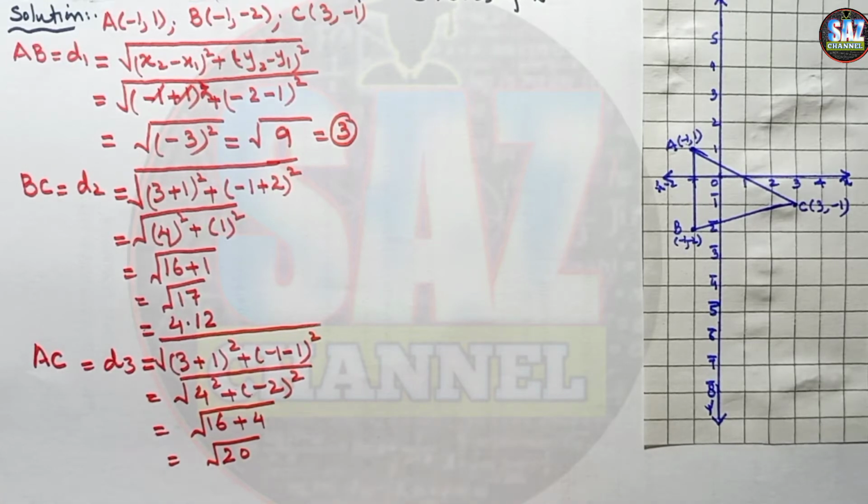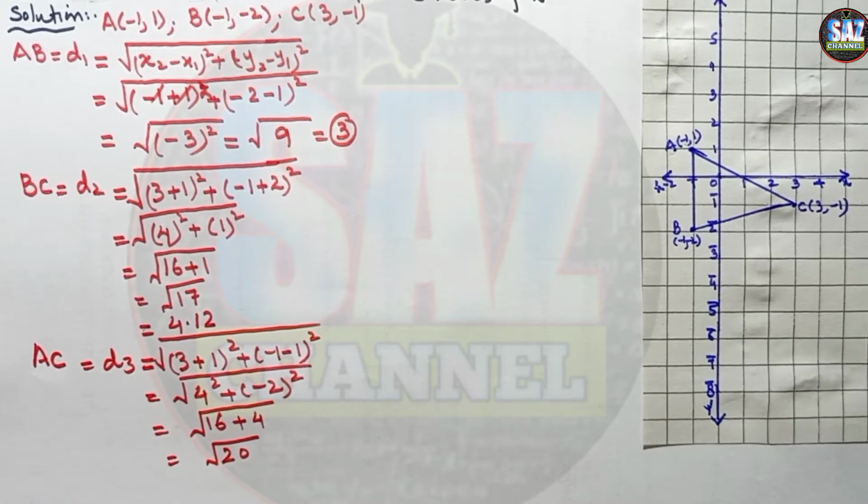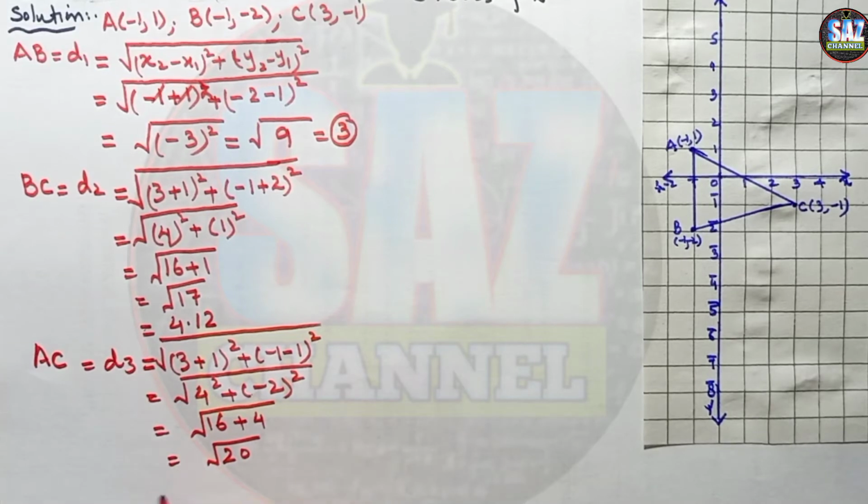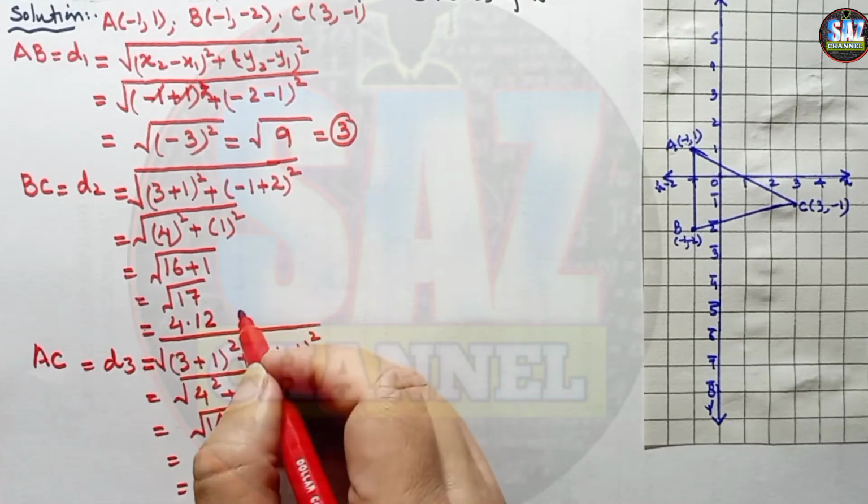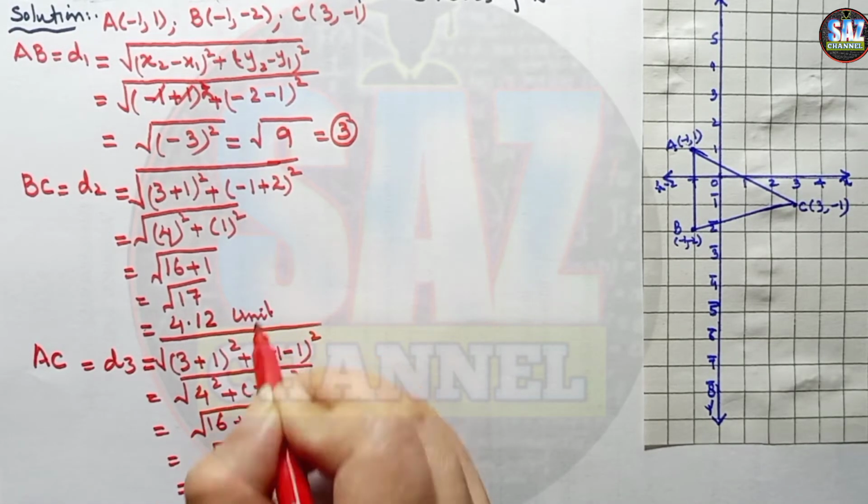And then I have to evaluate square root 20 with the help of calculator. This will give me 4.47 units. Okay, I hope that I have to mark the units as well.